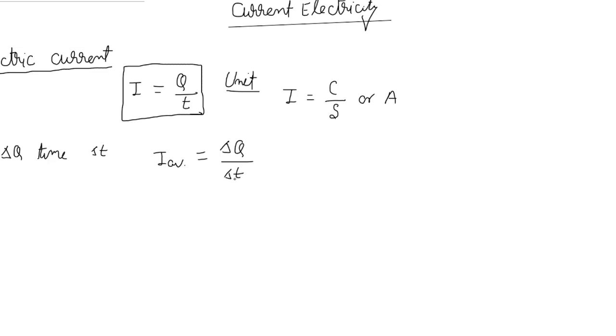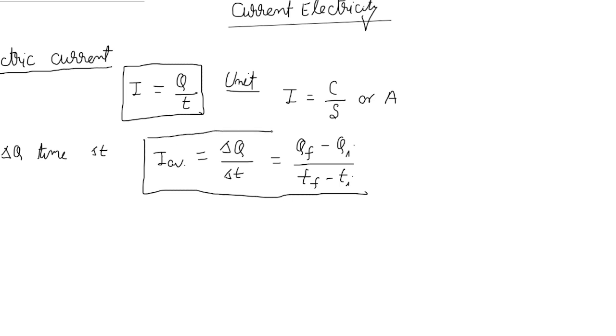And delta q can be written as q final minus q initial, divided by t final minus t initial, or t2 minus t1. This will be the average value of current flowing through the wire in time delta t.